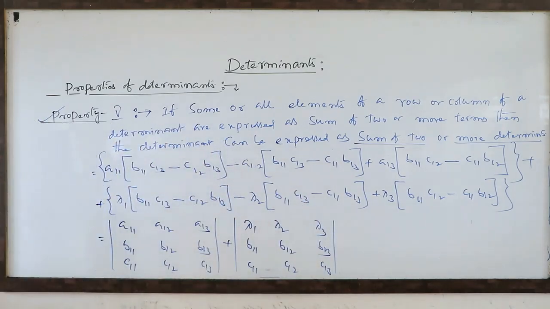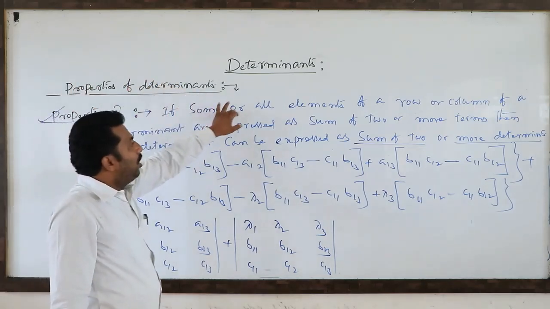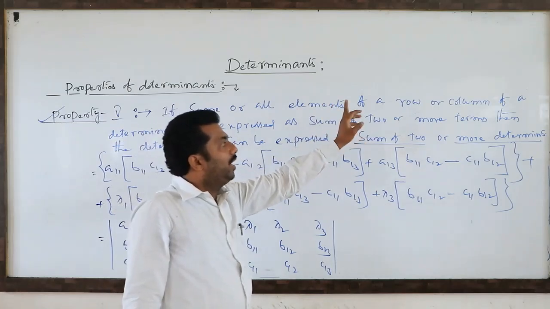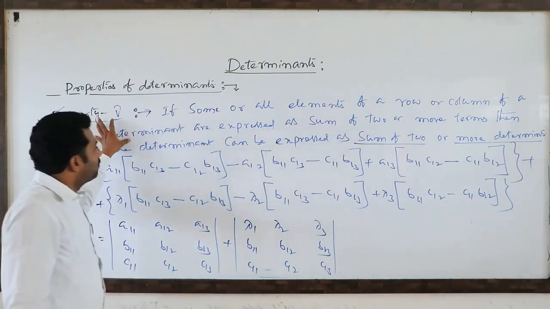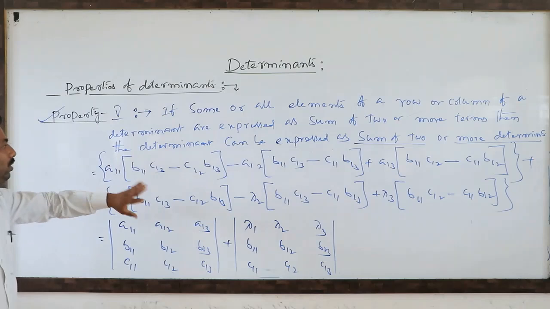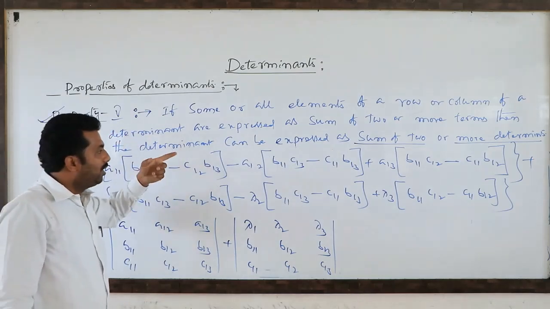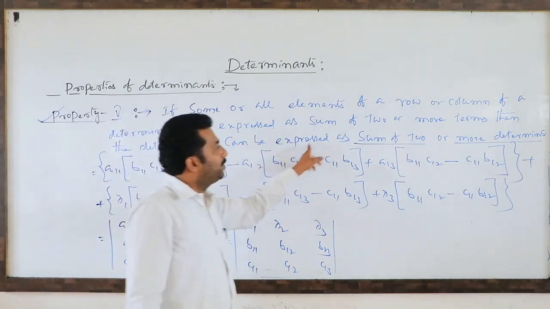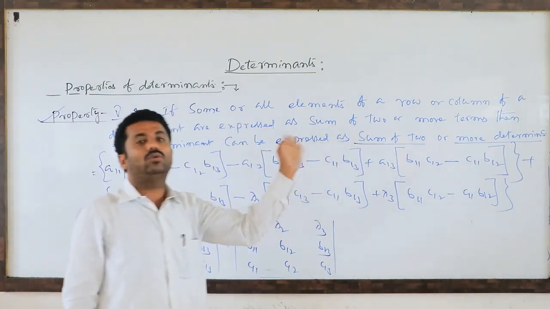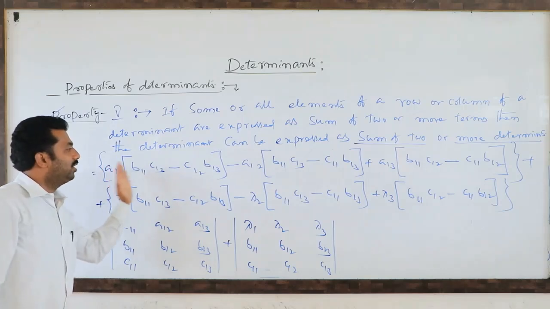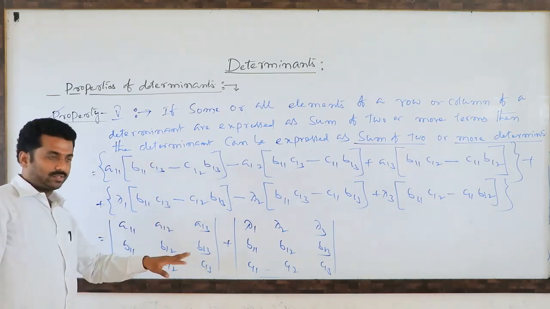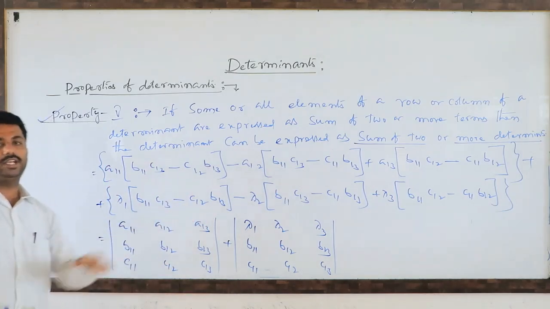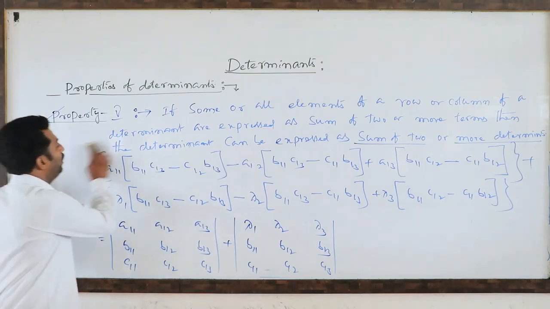See, the previous given determinant property once again. Some or all the elements of a row or a column of a determinant expressed as sum of two or more terms, then the determinant also can be expressed as sum of two or more determinants. Sum of two terms are there, sum of two determinants. Sum of three terms are there, sum of three determinants. Like that we have to expand.